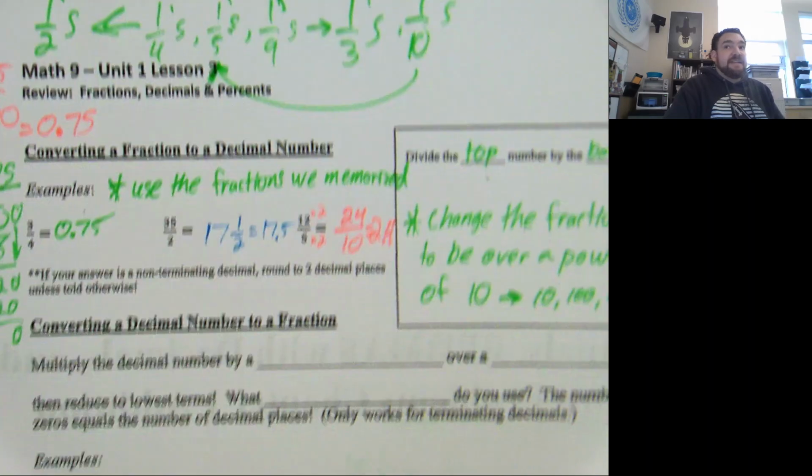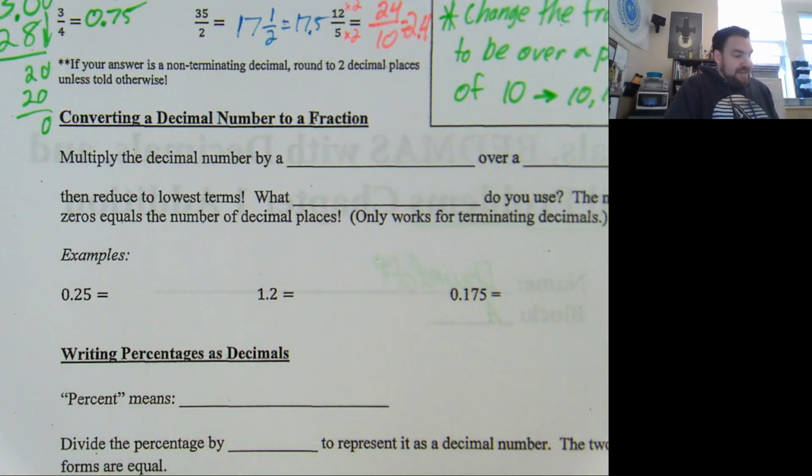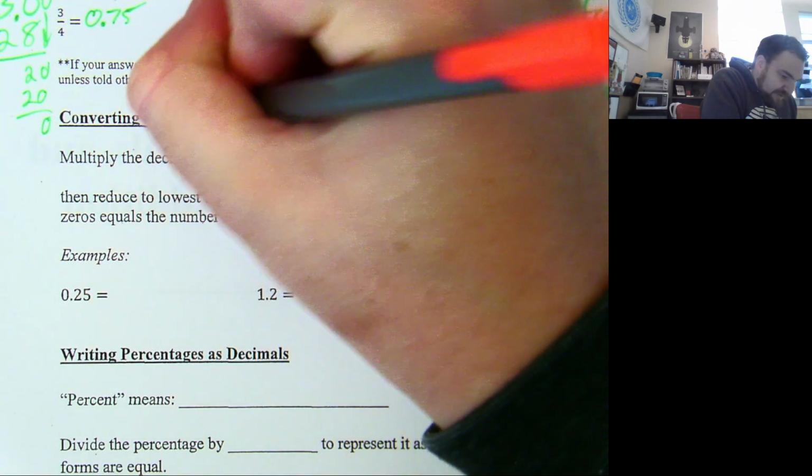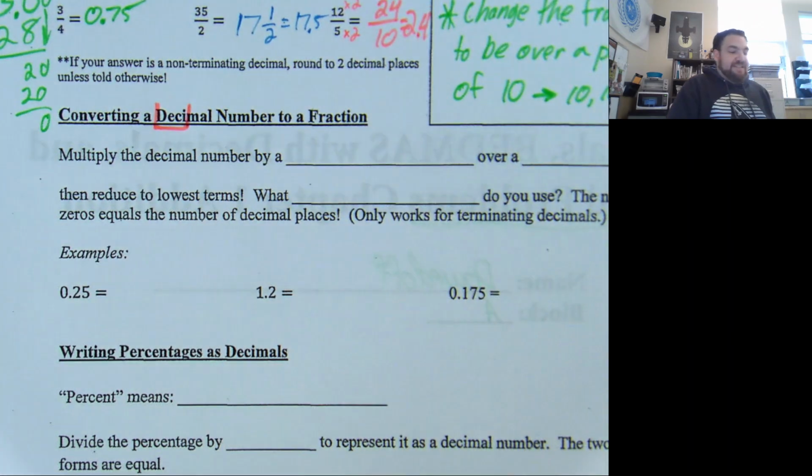Okay, we've already done this next one too. By way of review, this is even easier. Converting a decimal number to a fraction is even easier, because decimal, does anyone know what that prefix deci means?